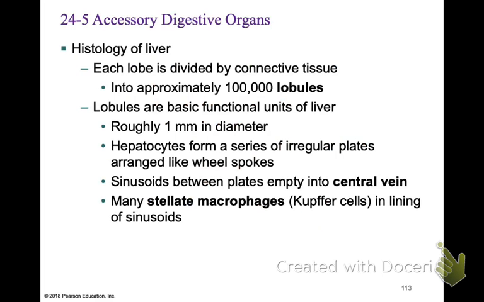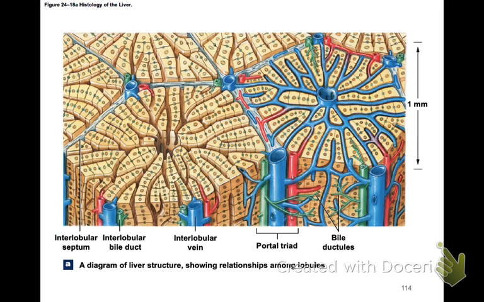All right, histologically, the liver is divided into lobules. We'll look at a picture of those in just a second. Remember, the hepatocytes are the main cells, but there are also lots of macrophages in the liver. The old name for these is Kupffer cells. Calling them stellate macrophages is fine, but a lot of people just call them liver macrophages. The macrophages of the liver actually sit in the sinusoids, which are the blood vessels of the liver.